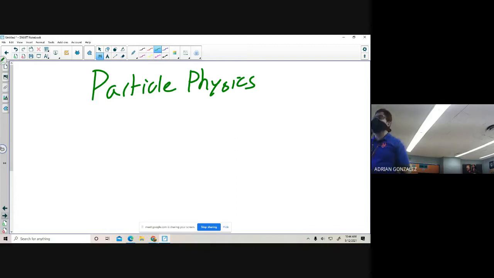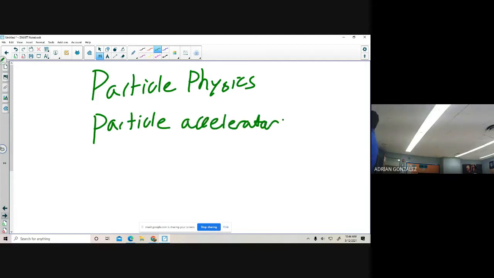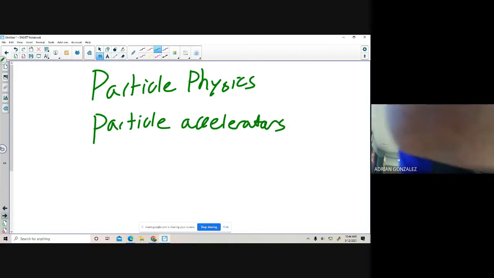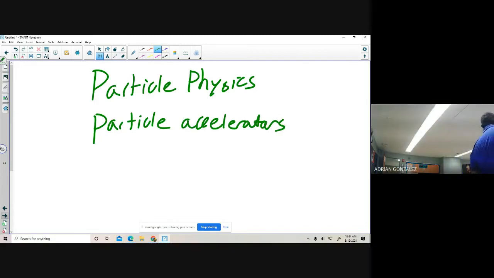They created what we call particle accelerators. Okay? The mid 20th century to the late 20th century, labs all across the United States and China and Europe were creating these giant particle accelerators, and they still continue to do it to this day.